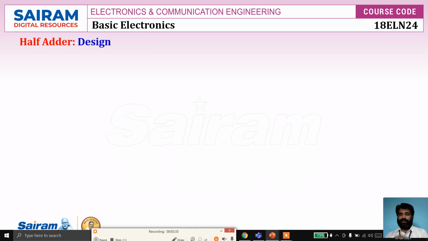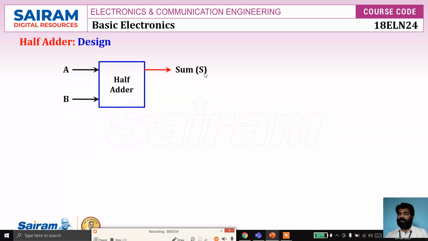Let's see the design. The design procedure includes, first, writing the truth table. That means we describe the behavior of the circuit as a truth table. This is the block diagram. Inputs to the half adder block are A and B, and outputs are sum, say S, and carry, say Cout. Why do we call this Cout? Because it is supposed to be given to the next bit.